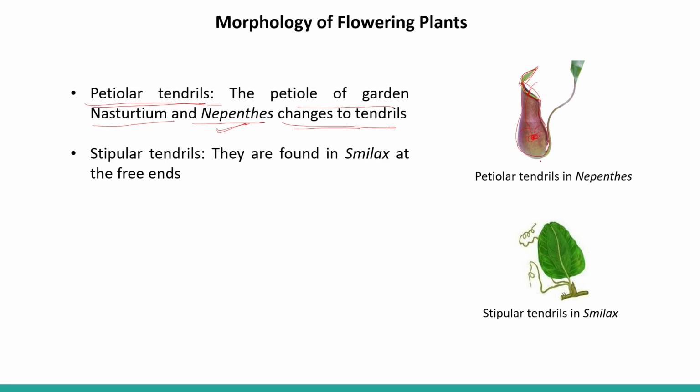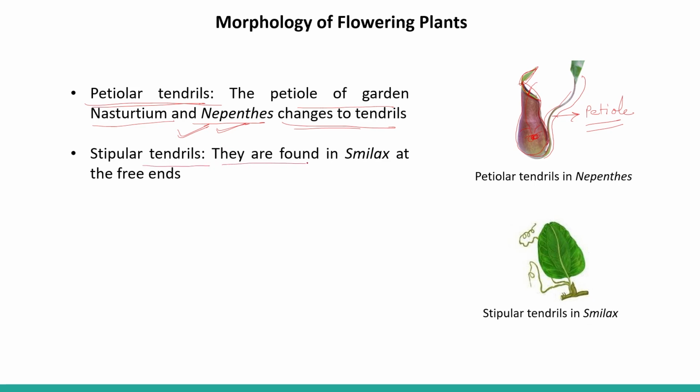Now if you see this particular part, this is the petiole. This is the petiole. So here in the petiole, you can see a tendril-like structure. So petiolar tendrils are present in garden nasturtium as well as Nepenthes. Okay. Stipular tendrils.